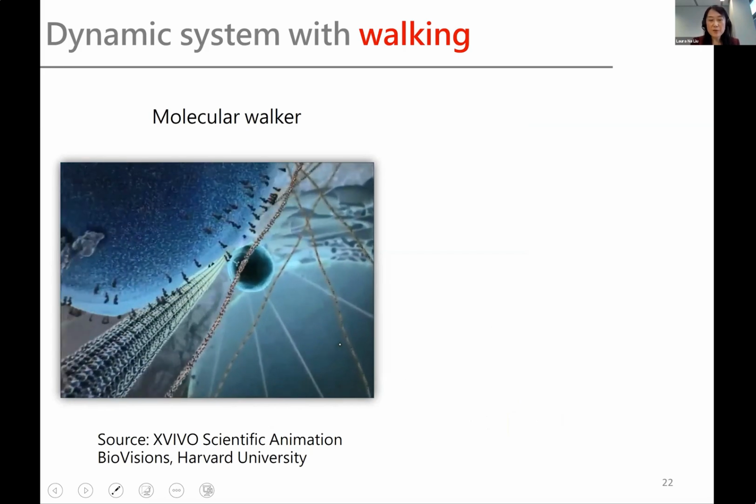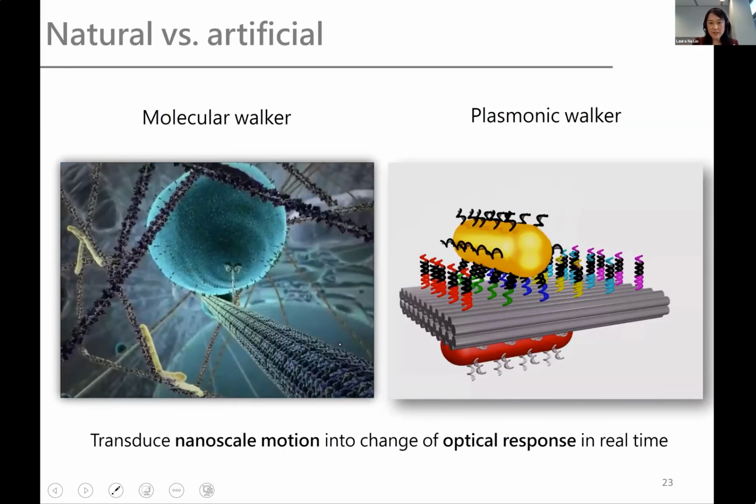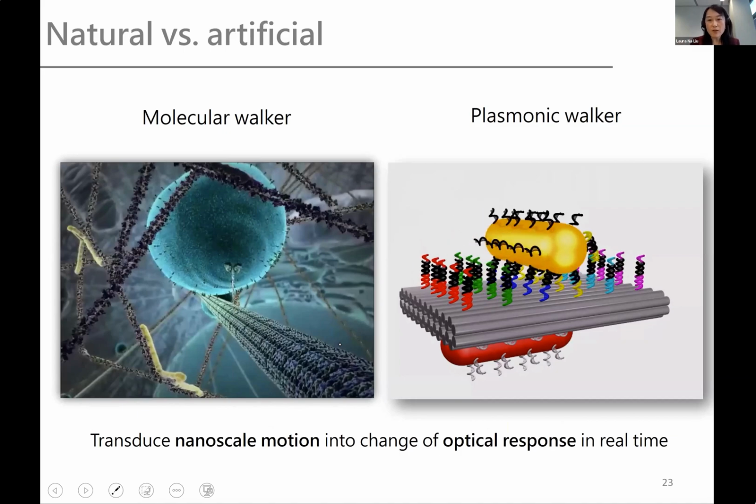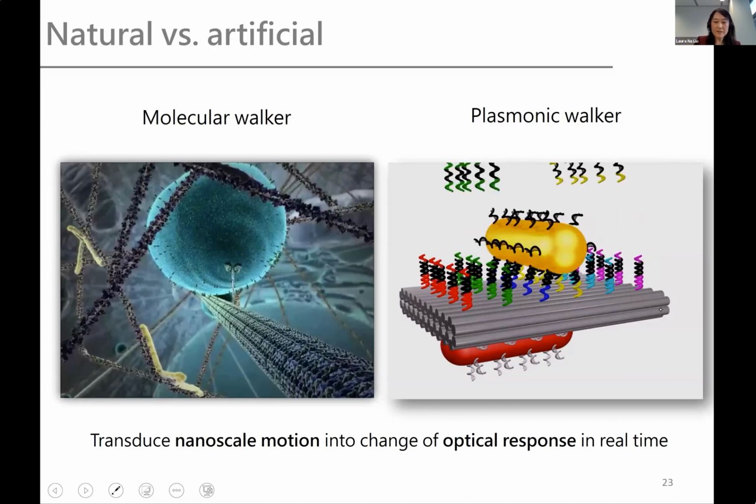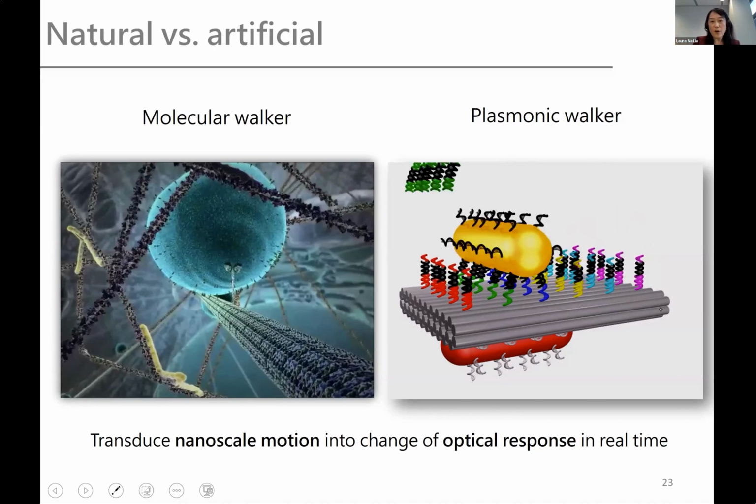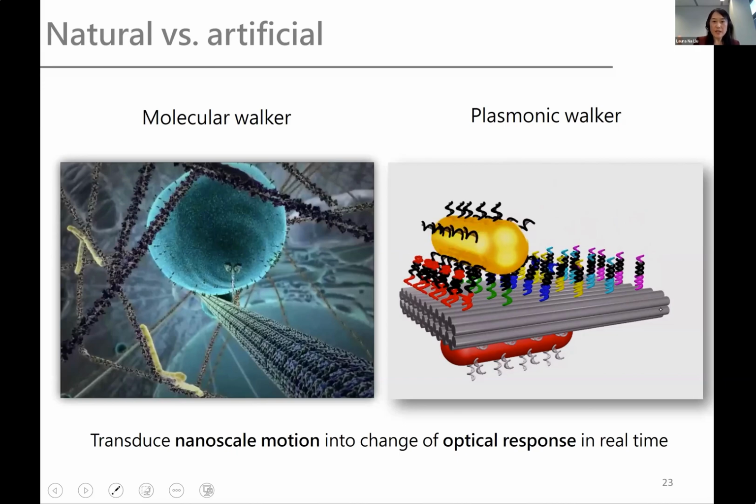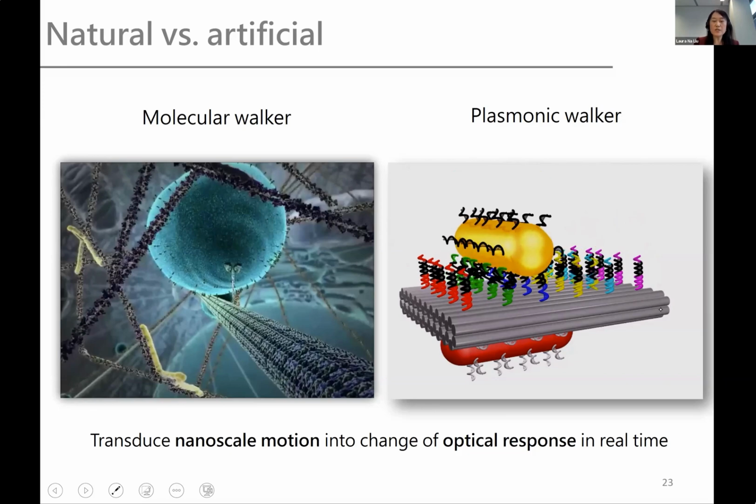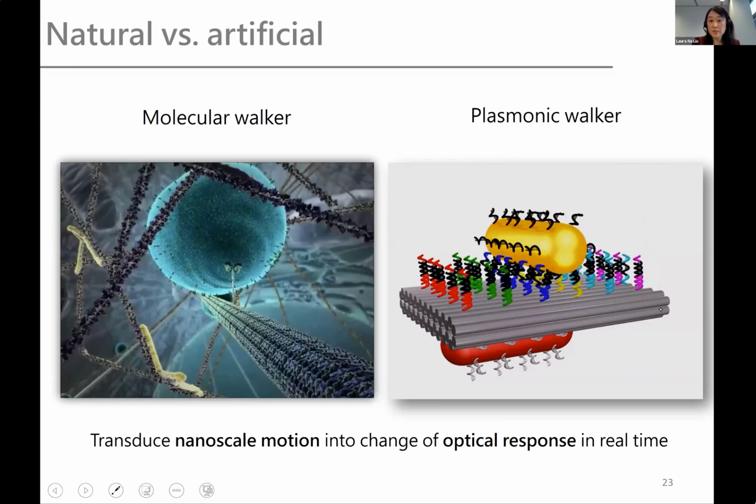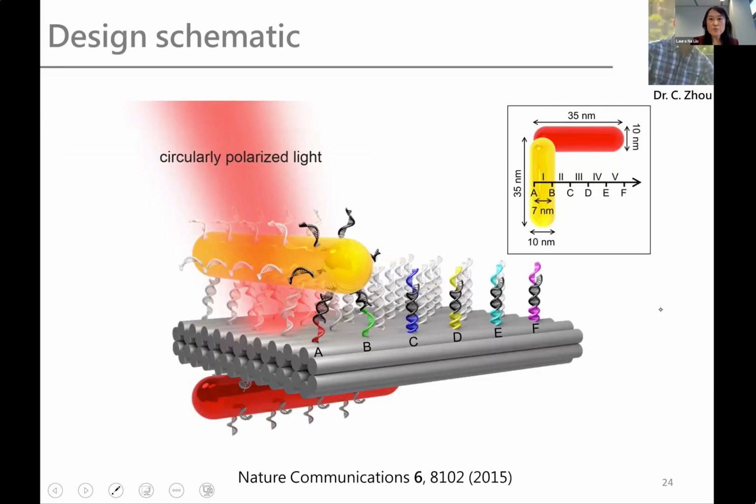We have built a plasmonic version. We call it plasmonic walker. So this walker nanorod can walk along this origami track stepwise. Every time it does a 7 nanometer step forward or backward. So it does the transduction of nanoscale motion into change of optical response in real time. And this work was done by my previous postdoc, Chao Zhou.